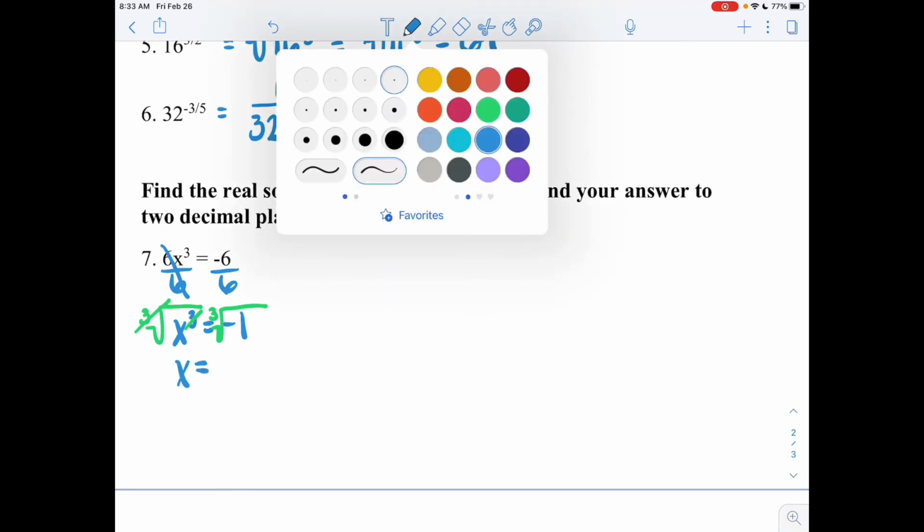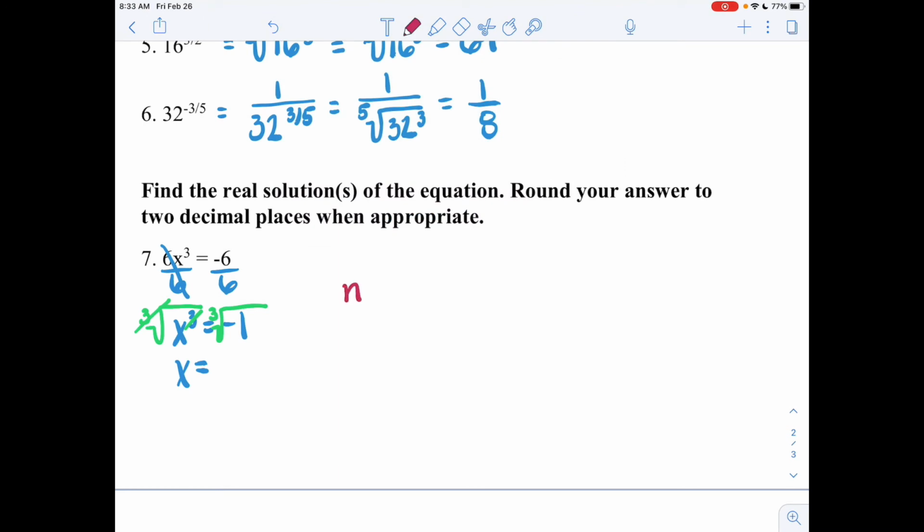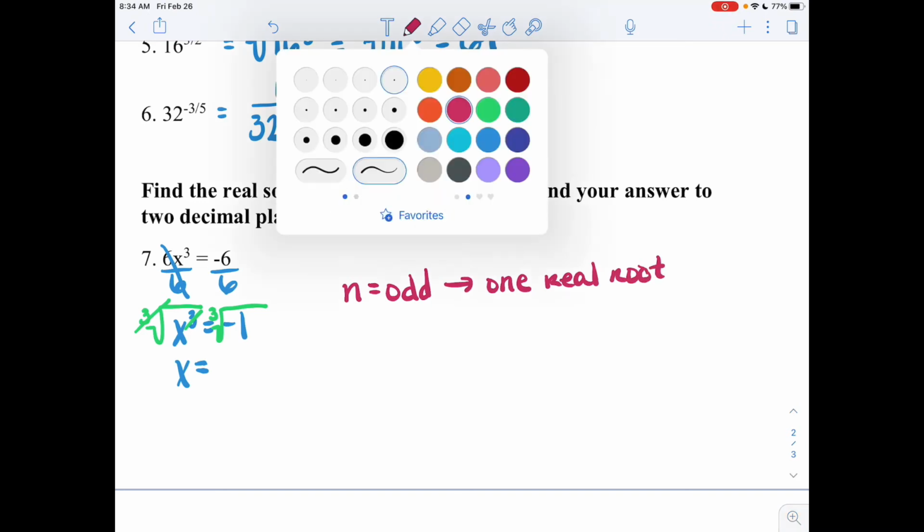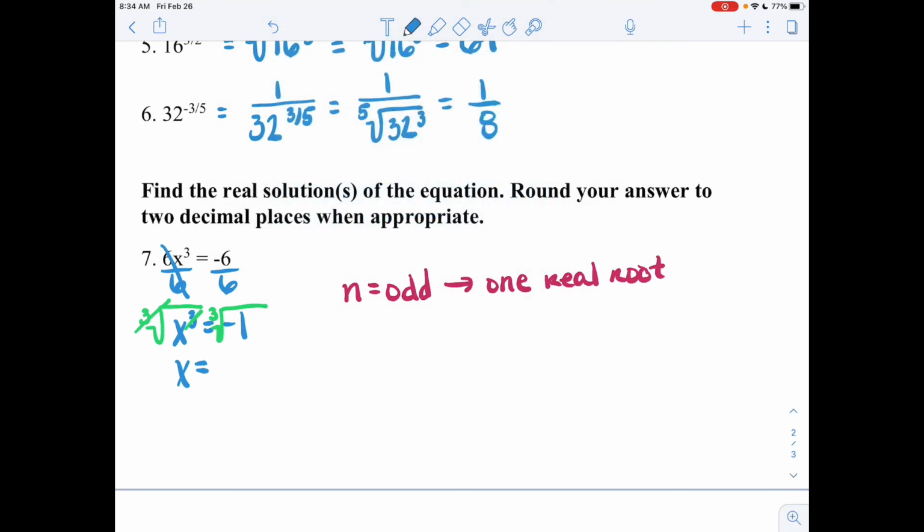We have our n is odd. And anytime we have odd, we know that we're only going to have one real root. And so if we have -1 and we take the third root of it, most of you will probably think about that for a minute and realize that our answer is going to be -1. But let me show you how to do it in the calculator, just in case it doesn't come to you right away.